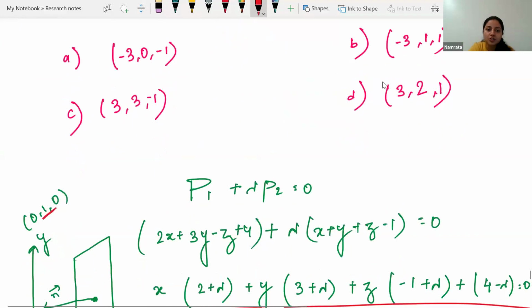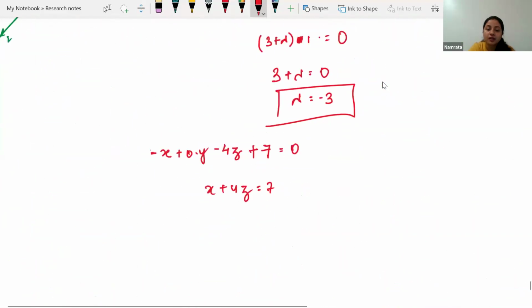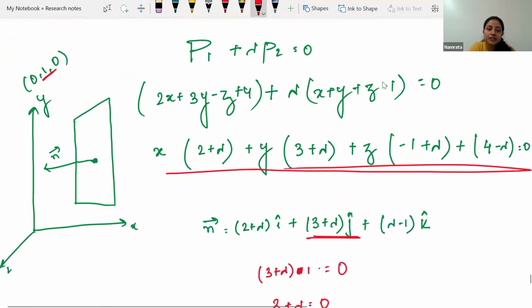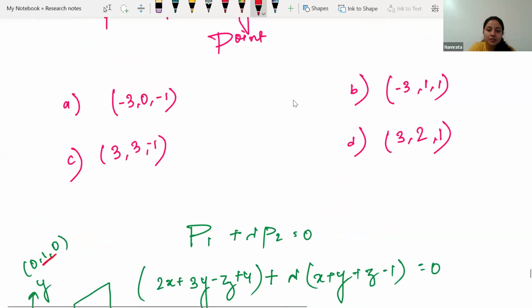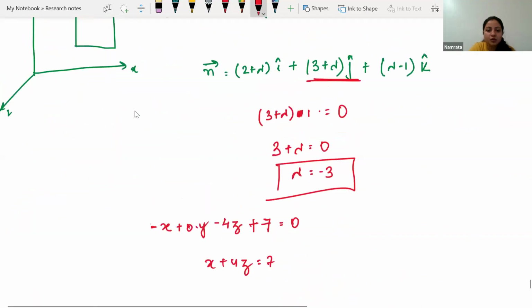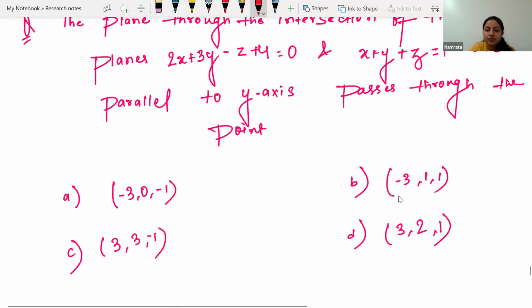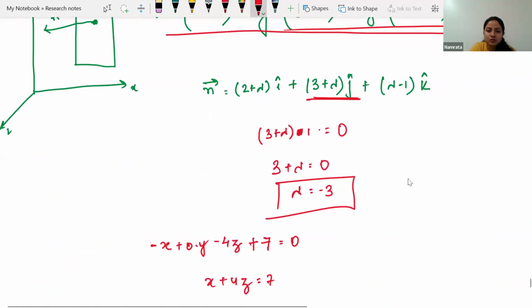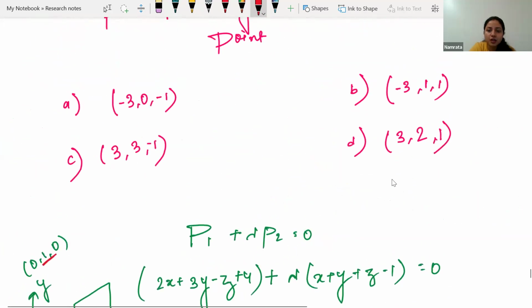So we have to substitute the given points to check. So x plus 4z is equal to 7. That means if we take the first point, negative 3, negative 1, so negative 3, no, we will not get it. Second point, if we take negative 3 and 1, no. I believe both should be positive.